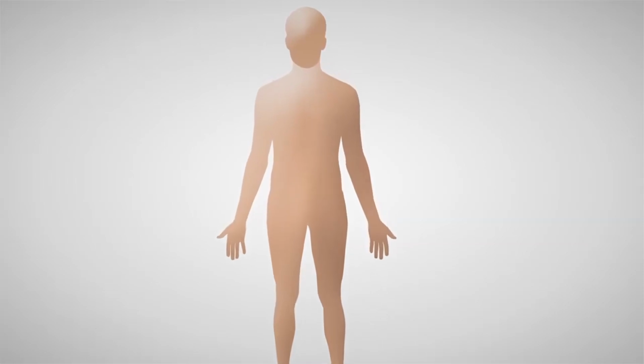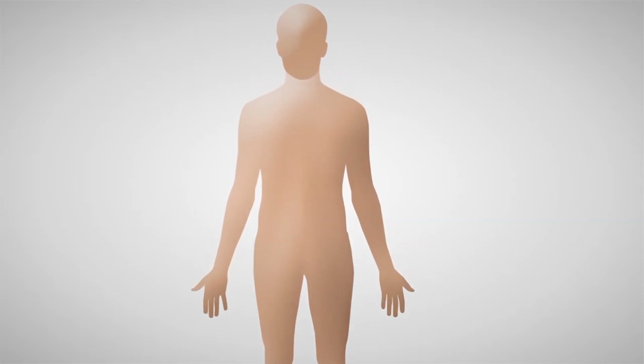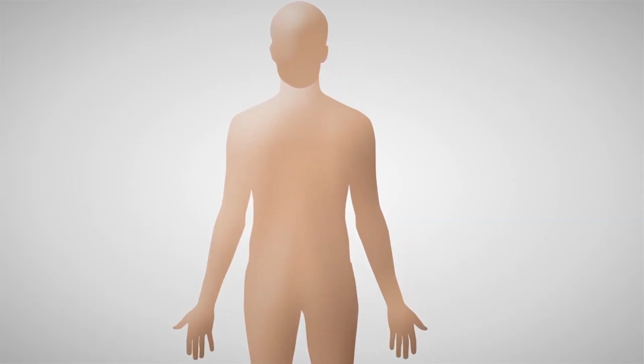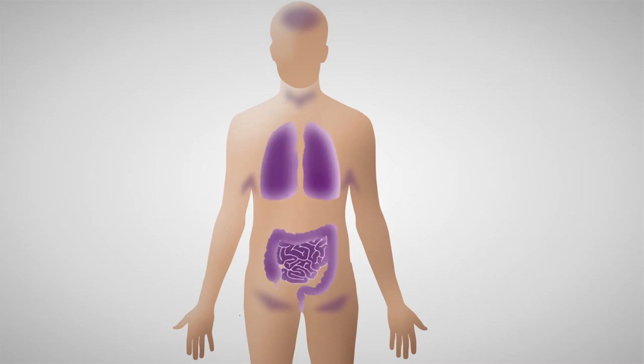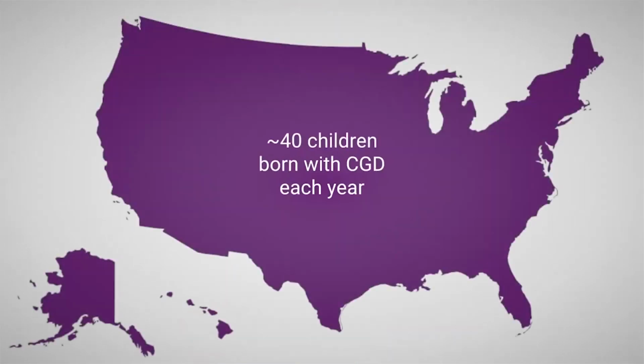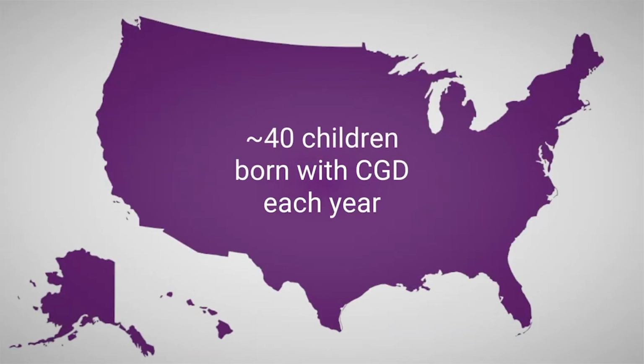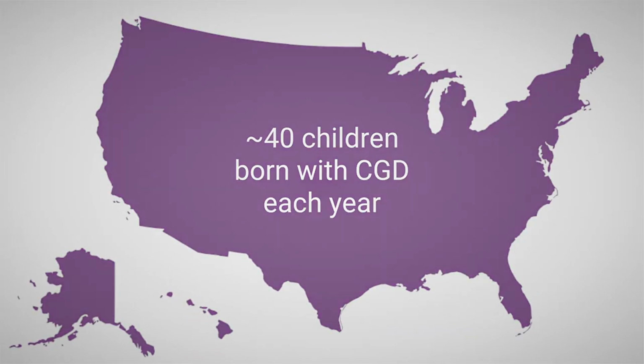Chronic granulomatous disease often shows up as recurrent infections, and those can start out as swellings in the neck or the armpit or the groin, as fevers, as diarrhea, as pneumonia, as abscesses in the liver or other parts of the body. There are about 40 people with chronic granulomatous disease born each year in the United States.